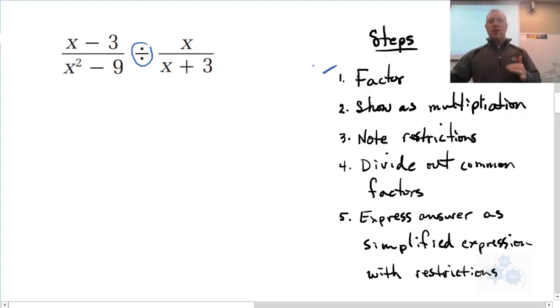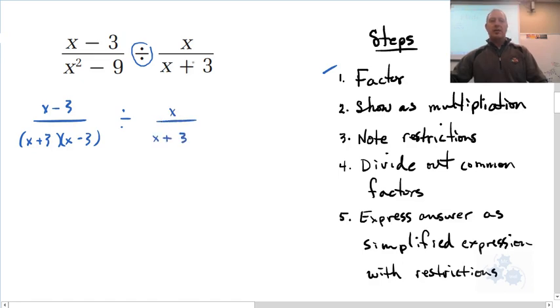So let's split all the steps up. x minus 3 cannot be factored any further. x squared minus 9, though, that's a difference of squares, and so you have x plus 3 times x minus 3. Very good. So let's keep the division for now, and let's factor the second one. Well, the numerator and the denominator are already factored, so you don't have to do anything there. Now, let's show as multiplication.